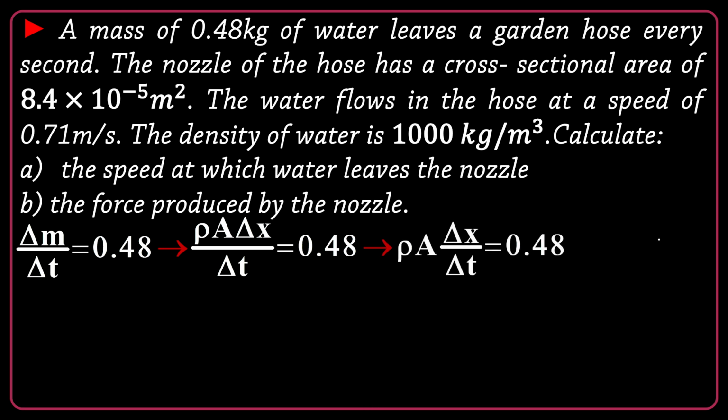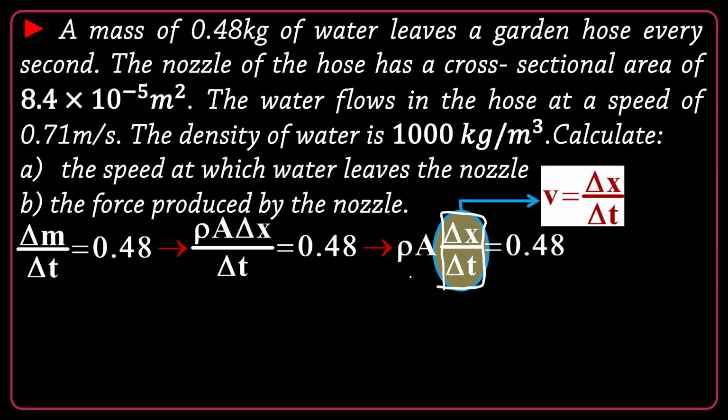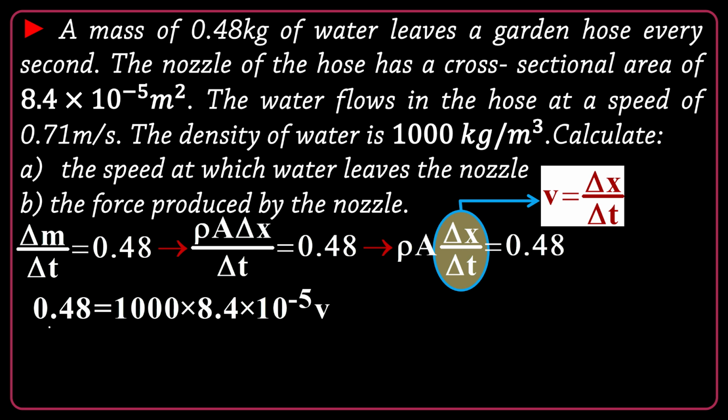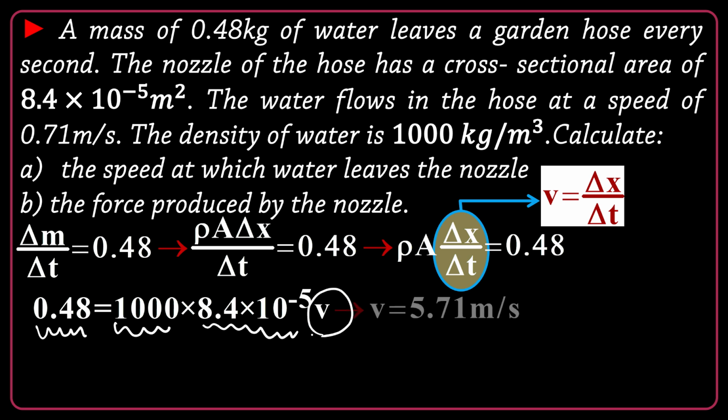Now we rearrange the equation and make a fraction like delta X over delta T in the output. This is exactly the V. We are looking for V. Okay, we have everything except V. Let's do it. The rate of change of mass is here, the density of water here, 8.4 times 10 to negative 5, the cross-sectional area, and the V is obtained as 5.71 meter per second, the output speed.